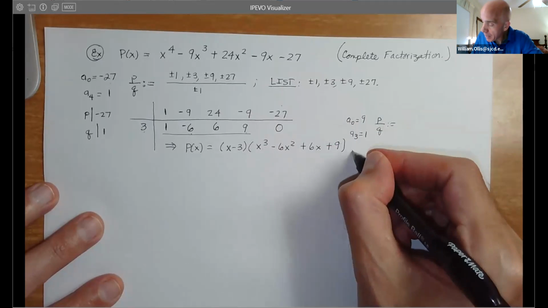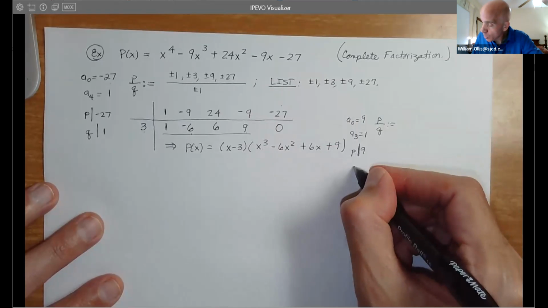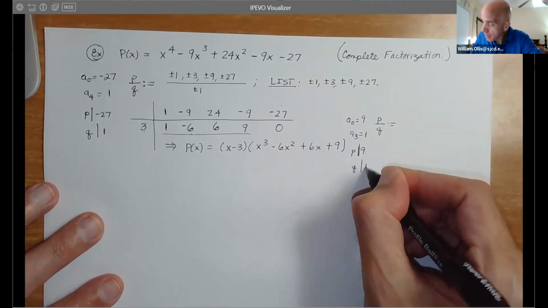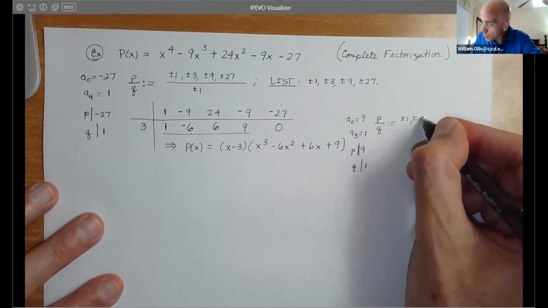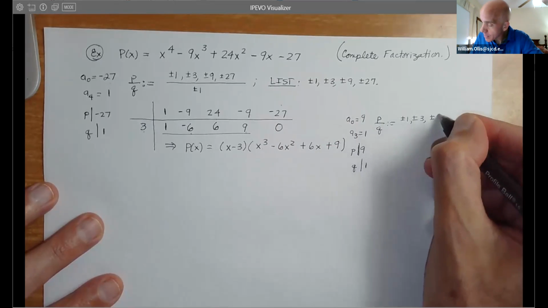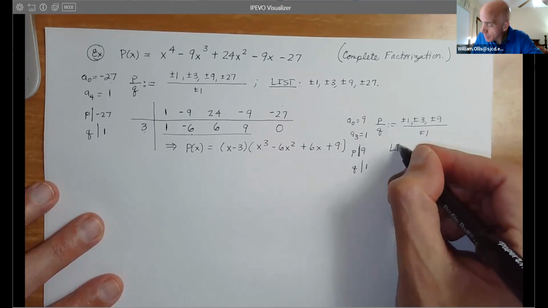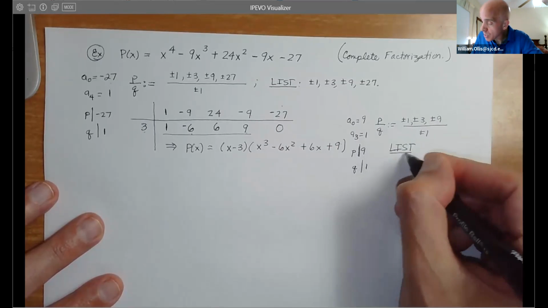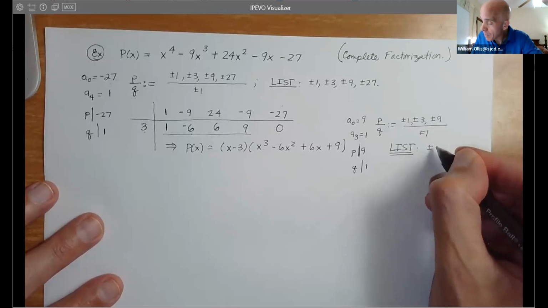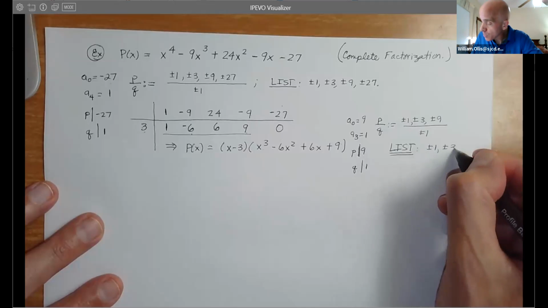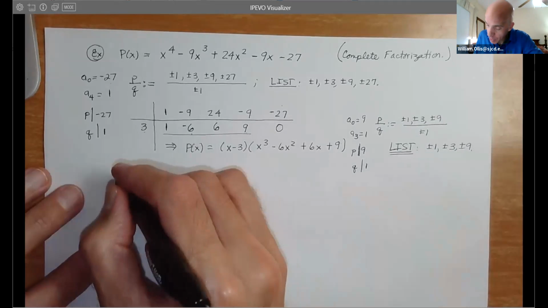Remember, P divides 9 and Q divides 1. So we get plus or minus 1, plus or minus 3, plus or minus 9 divided by plus or minus 1. So the list, again, if there is a rational 0, it must be in this list. This is the theorem in reverse. Plus or minus 1, plus or minus 3, plus or minus 9. So we can do another table.